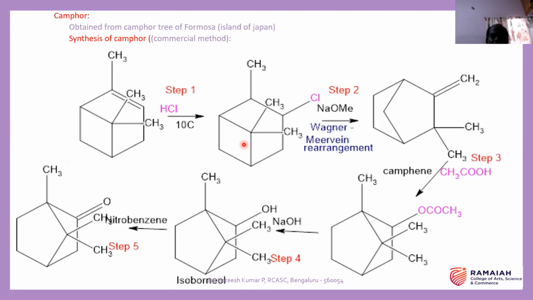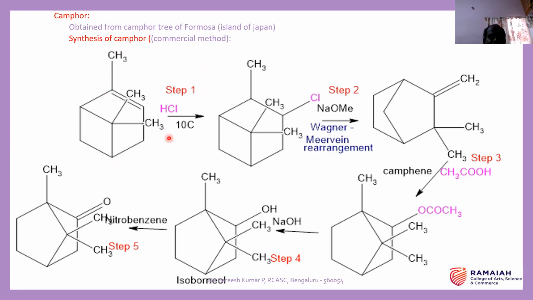So with this, I will go to the method of synthesis of camphor. I think this camphor is obtained from the camphor tree, and more particularly, it was first isolated from Formosa. Formosa is an island near Japan. And this method of synthesis is called the commercial method. Commercial method means it should be economically viable.